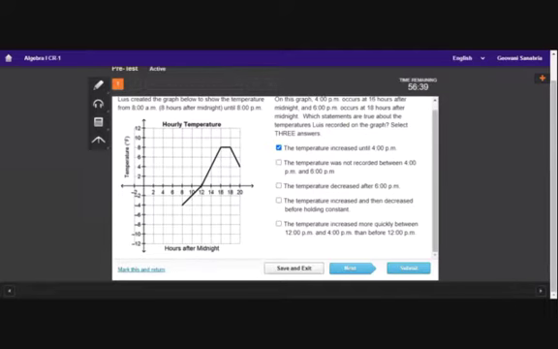The temperature decreased after 6. And 6 was 18, which is correct. Yes. Decreased. The temperature increased and then decreased before holding. That's not true. What happens, actually? It increases, then it stays constant, and then it decreases. Perfect.